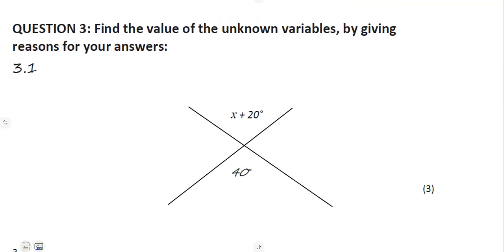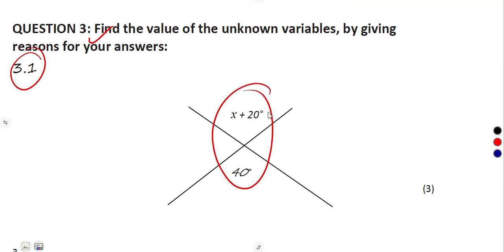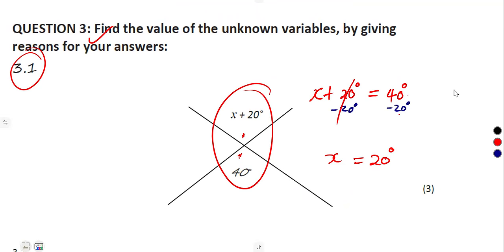Find the value of the unknown variables by giving reasons for your answers. 3.1. All right, those are vertically opposite angles, where 2 straight lines cross each other or meet. So that's these 2 angles. They're exactly the same. x plus 20 degrees must be equal to 40 degrees. I have an equation that I must solve for x. Simply subtract the 20 degrees both sides. So x is equal to 40 minus 20, which is 20 degrees. So here we said these are vertically opposite angles. That's going to be our reason for this.